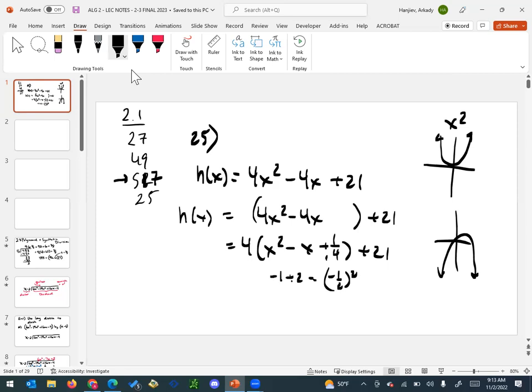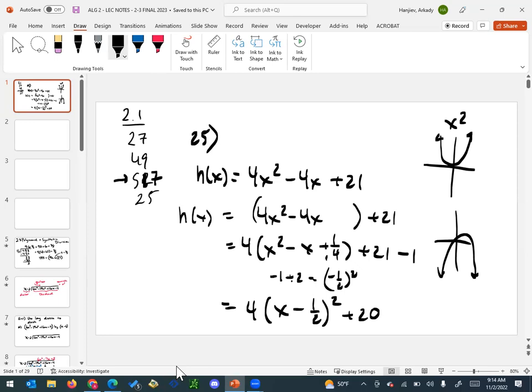And then what do we do to compensate over here? What do we have to subtract out? 1. We have to subtract out a 1 because we're technically multiplying this whole parenthesis by 4. So 4 times 1/4 is 1, and we compensate by subtracting 1. So this will be 4 times x minus 1/2, squared. Ask me questions if you have them. 21 minus 1 is 20. Are we good there?